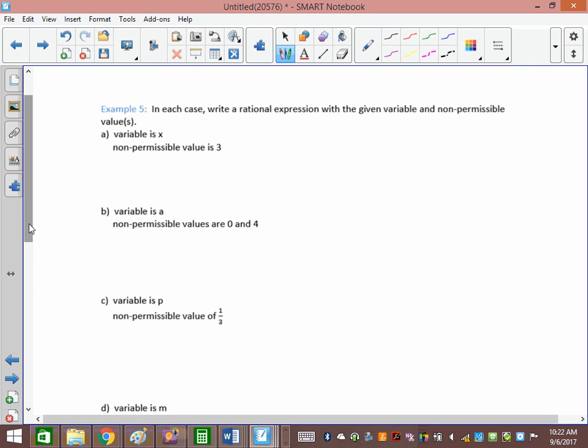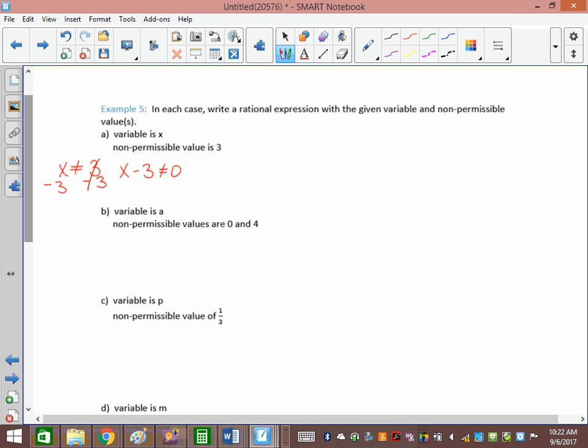In each case, write a rational expression with the given variable and non-permissible values. So we went over this before. We'll go over it again in your homework. The variable we're going to use is x. The non-permissible value is 3. So that means we had on the denominator x can't equal 3. How can we work that backwards? How can I move the 3 over to the other side? X plus 3. X minus 3. We went all around and we finally landed on it. Yes. So we're going to subtract the 3 and we're going to have x minus 3 cannot equal 0.